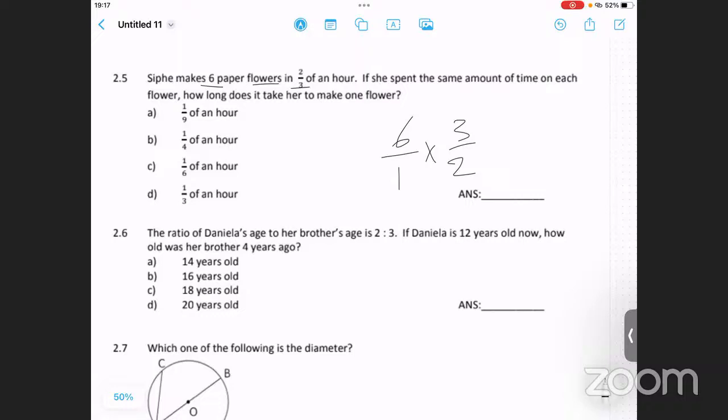Okay, so here they're saying Sipe makes 6 paper flowers in 2/3 of an hour. So now they're asking if she spent the same amount of time on each flower, how long does it take to make one flower? Let's see, 2 out of 3. Six paper flowers, so she's making 6.